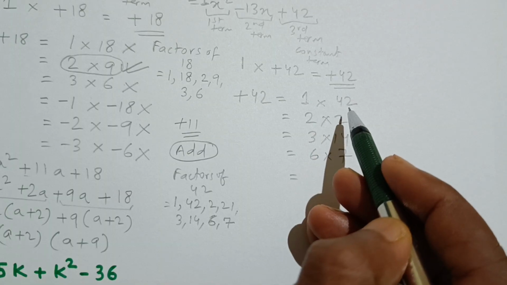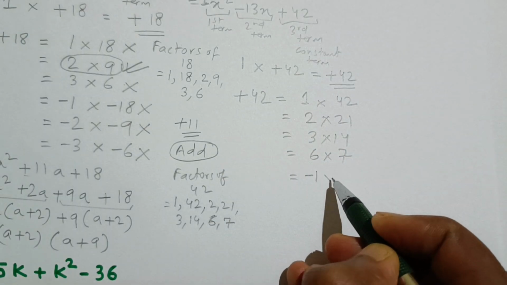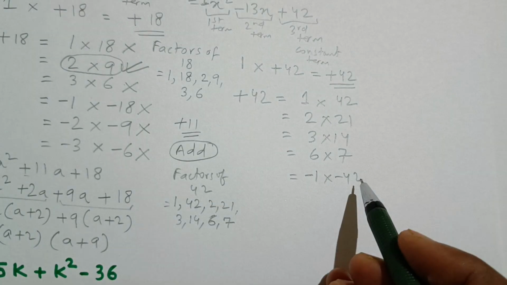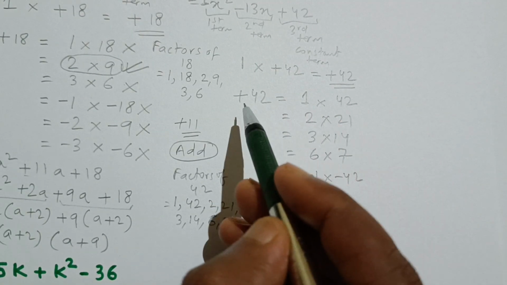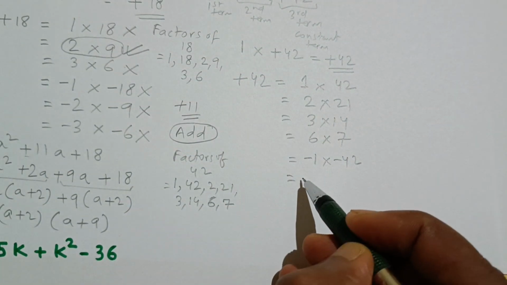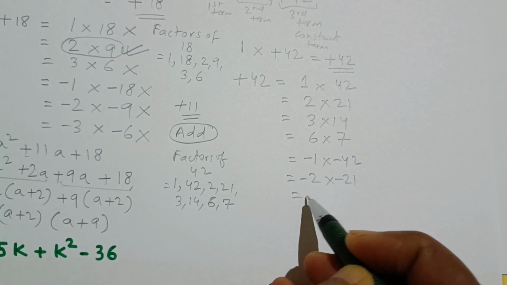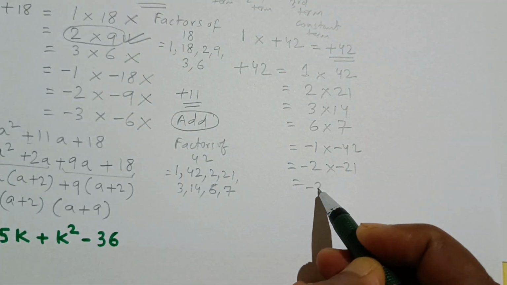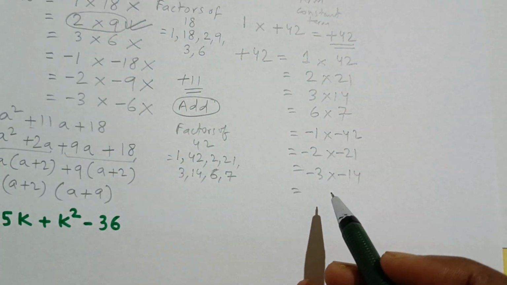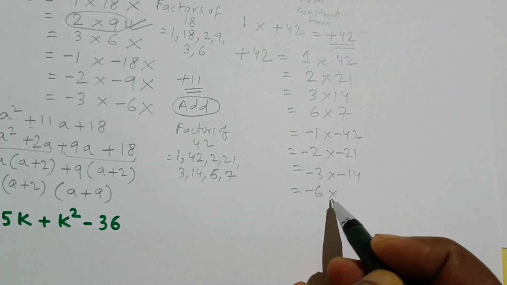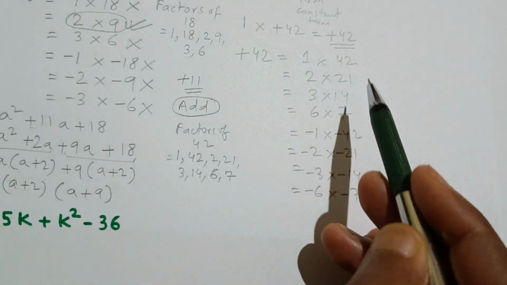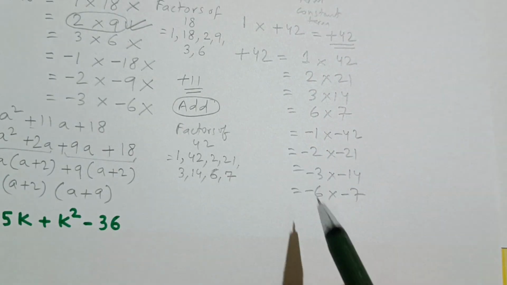Minus 1 into minus 42 is also plus 42, since minus into minus is plus. So minus 1 into minus 42 will also give me plus 42. Similarly, minus 2 into minus 21 is also plus 42. Minus 3 into minus 14 is also plus 42. And minus 6 into minus 7 is also plus 42. So these are all the possible integer pairs whose product is plus 42.